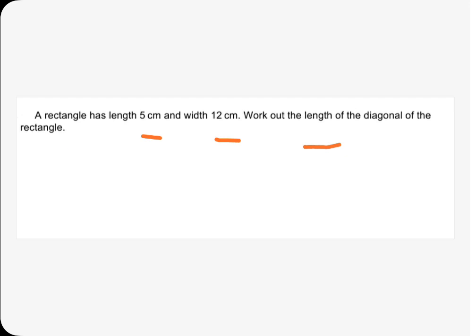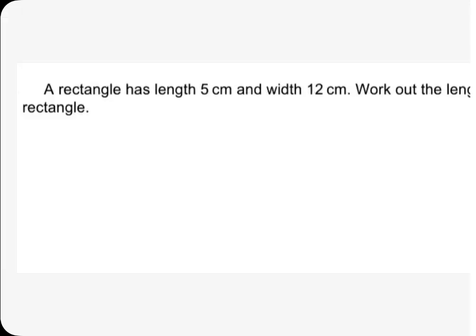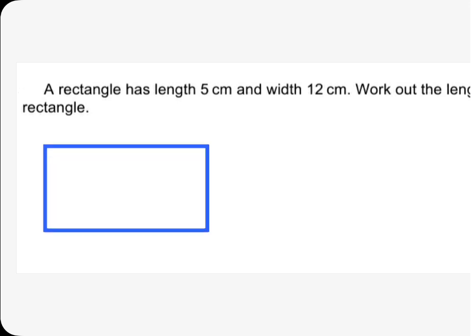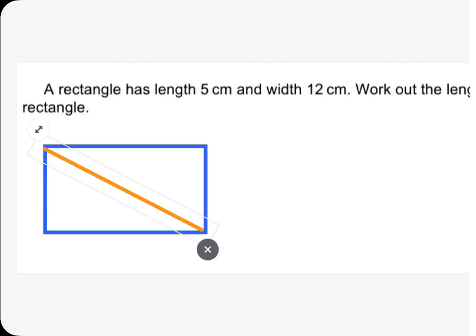Now this question is a little bit tricky, so you have to focus with me on the steps. First, let's draw the rectangle. The rectangle will look like this. Now in this rectangle, we have a diagonal line like this. It goes through here. Now he wants you to find the length of the diagonal line.